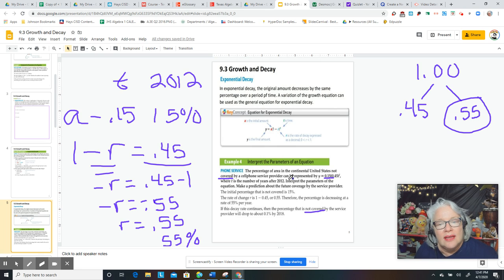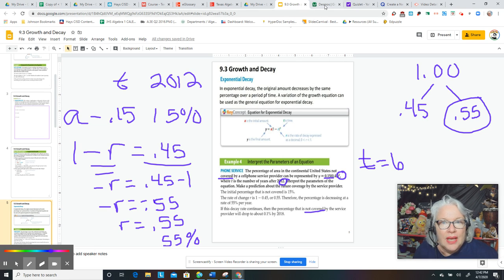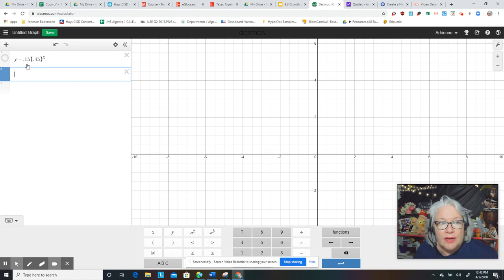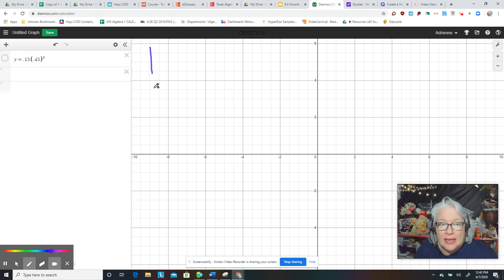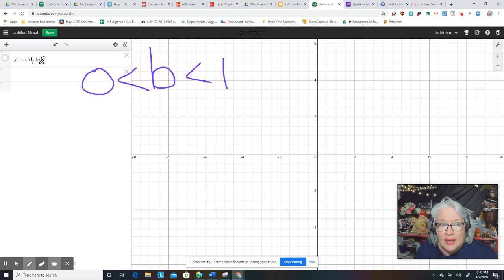How did we get that? It's since 2012. So 2012 to 2018 is t equals 6. So you make t equal to 6 and you plug that in. So you look at Desmos. Here it is, 0.15. That's your a, 0.45. Now this is another way you can tell it's a decay problem. b is less than 1 but greater than 0. If you just had the formula, you would know it was a decay.